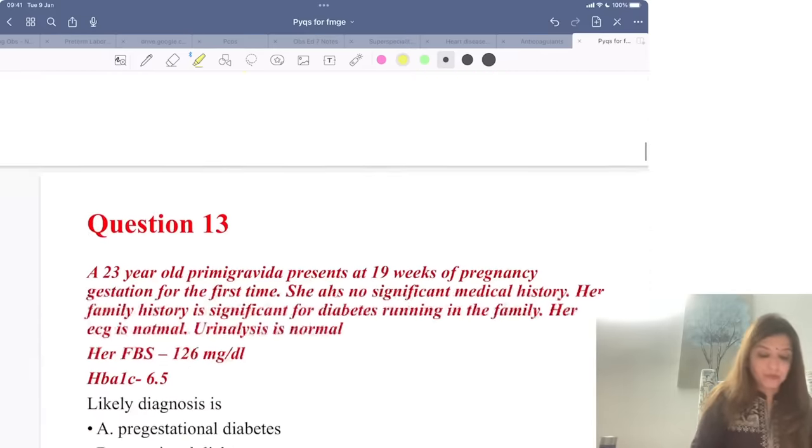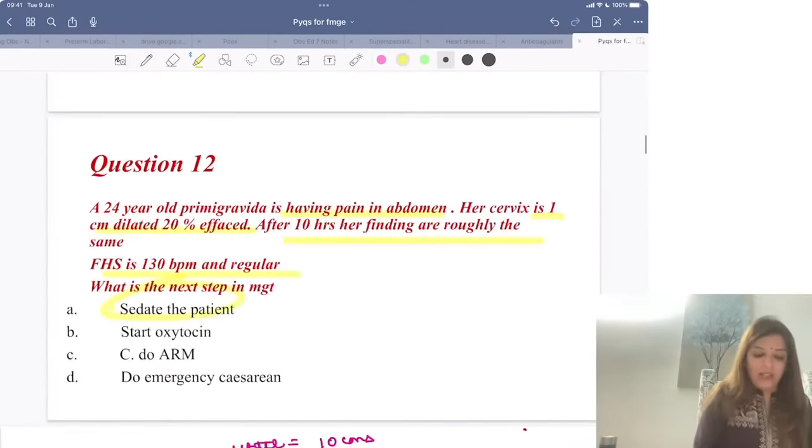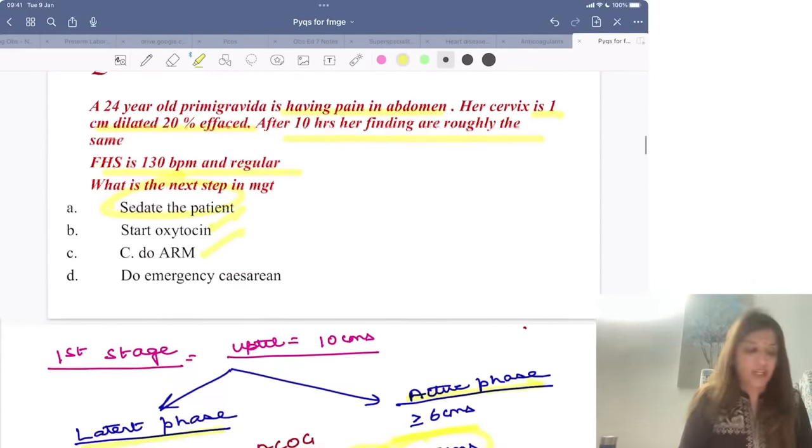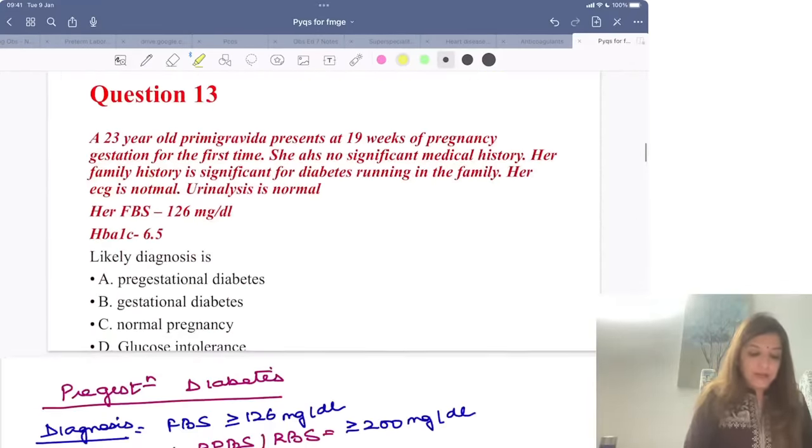Okay. Have you understood when your answer is going to be oxytocin, when it is going to be ARM, and when it is going to be cesarean section? Coming to the next question.